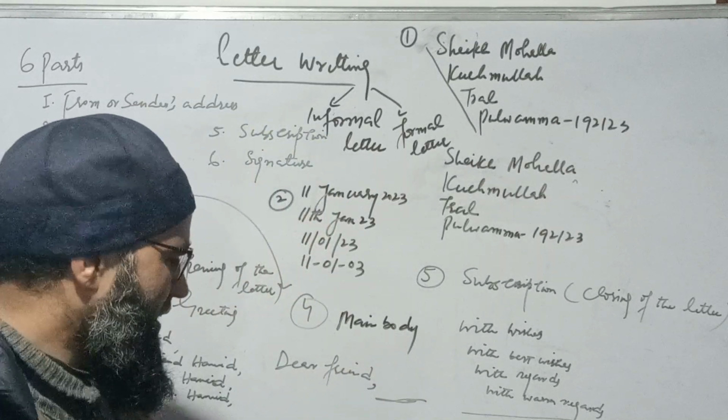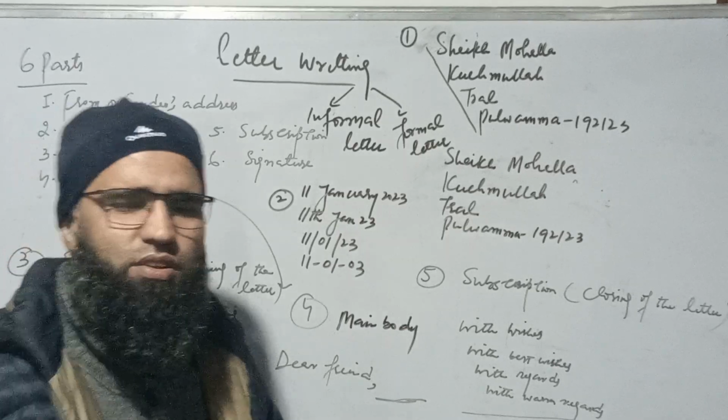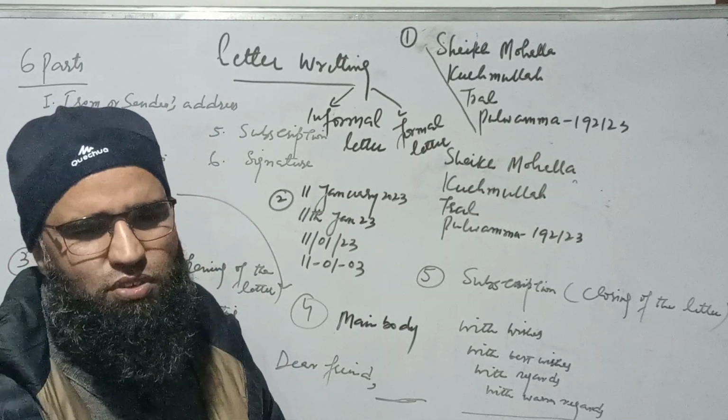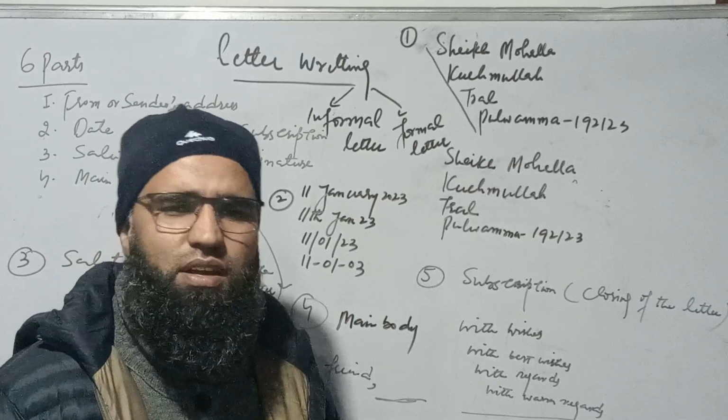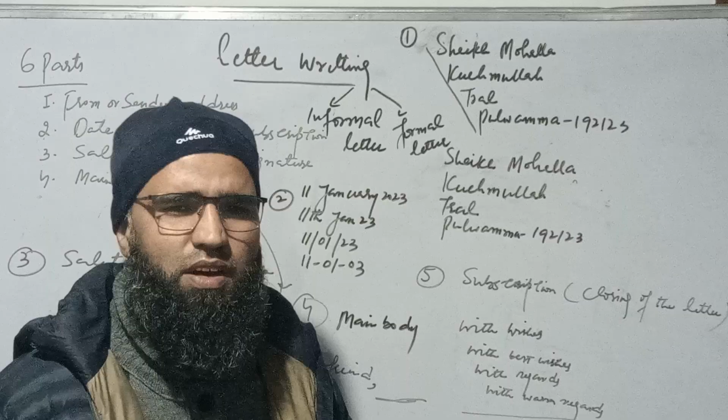After that, at the end of the informal letter, you have to mention the signature. So you have to write your name at the end of the letter. So these are the six parts of the informal letter.